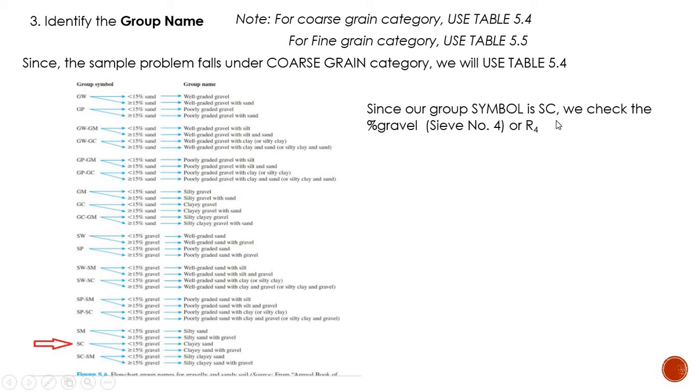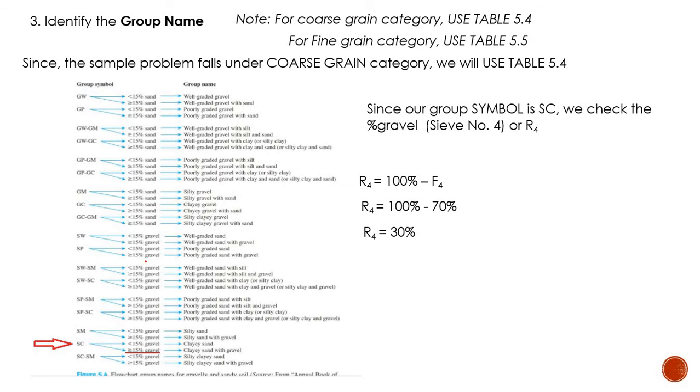Since our group symbol is SC, we check the percent gravel on sieve number 4, or retained at sieve number 4. So F4 means finer, percent passing. R4 means retained. So we check the percent gravel or R4. R4 is simply 100% minus F4. Our F4 is given. So R4 is equal to 100 minus 70. Percent gravel is 30%. So 30% is greater than 15%.